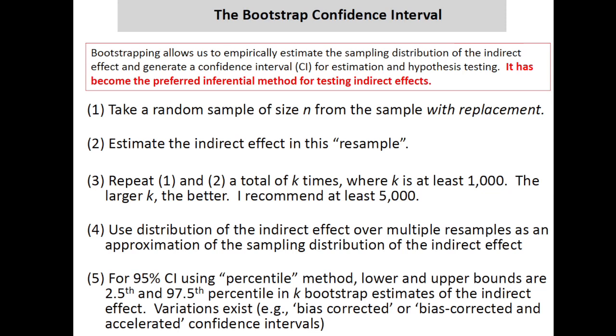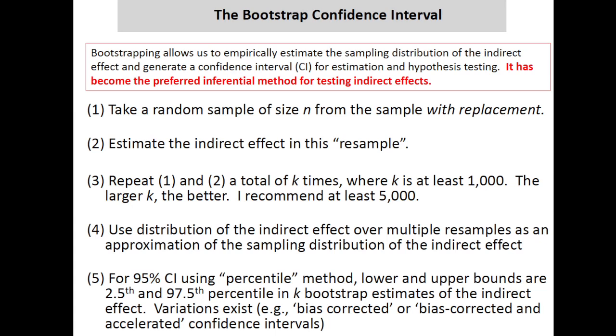And we'll do this over and over again, sampling with size n with replacement from the original data set, calculating the indirect effect in that new, what's called a bootstrap sample. Repeat this many, many times. I recommend at least 5,000. So after this, imagine you've got 5,000 of these estimates of the indirect effect. Well, think of this as a data set, 5,000 rows.